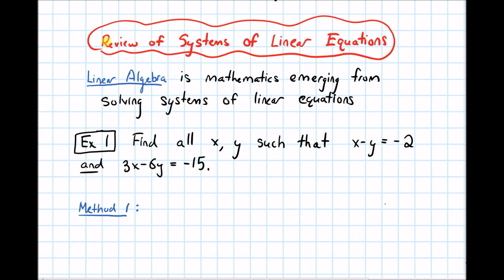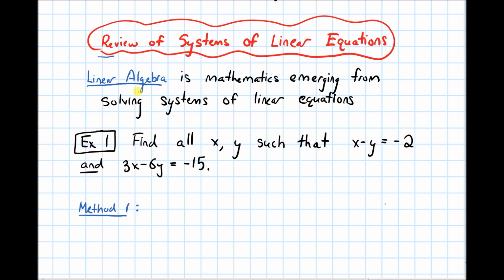In this video, we're going to give a short review of systems of linear equations. A lot of what I'm going to be talking about in this video, you likely would have seen before when you first saw linear equations in middle school or high school. Okay, so let me begin by just talking about what is linear algebra.